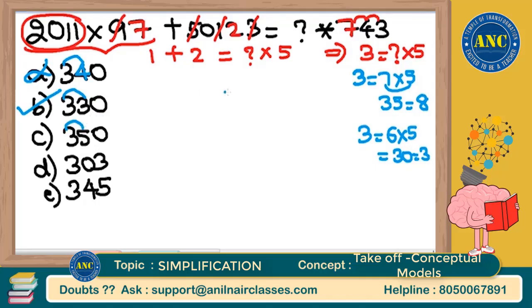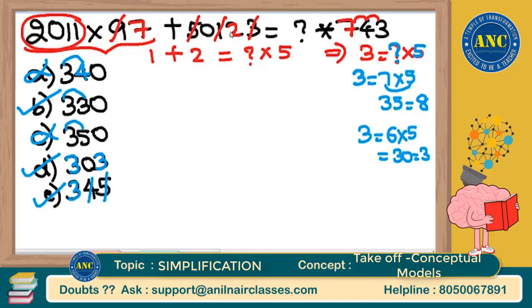Similarly, 350: 3 plus 5 is 8. 8 into 5 is 40. 40's digital sum is 4. It is not the right answer. 303: its digital sum is again 6. So this also might be the right answer. And then you are left only with 345. 345's digital sum is again 3. This also might be the right answer, right?